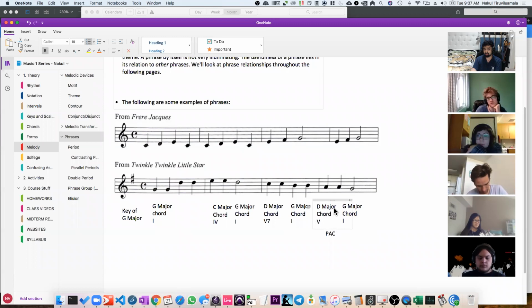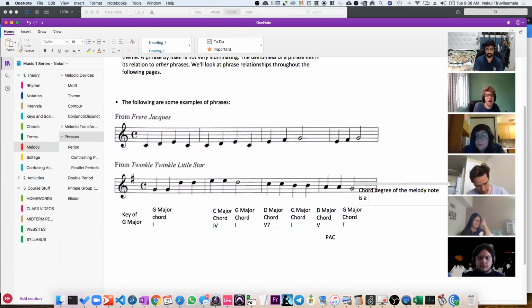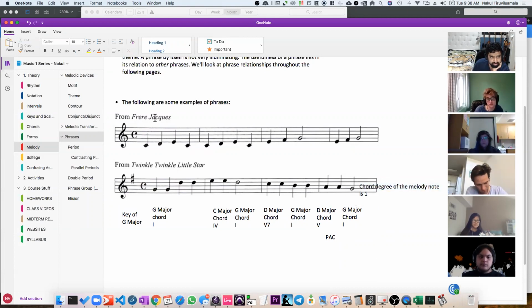It's an authentic cadence because it goes from a 5 chord to a 1 chord. And it's a perfect authentic cadence because the chord degree of the melody note is a 1. Right? So this might be worth just backing up a little bit.